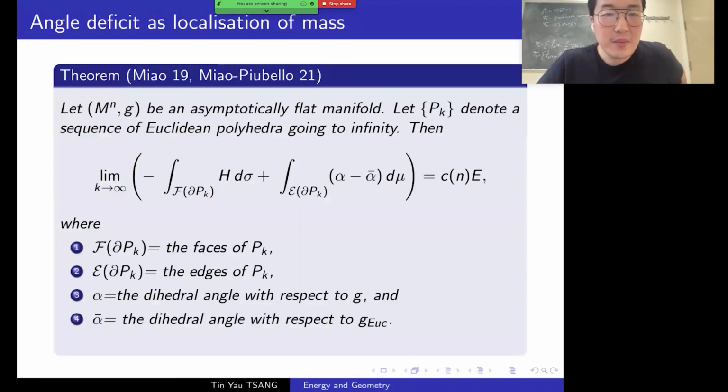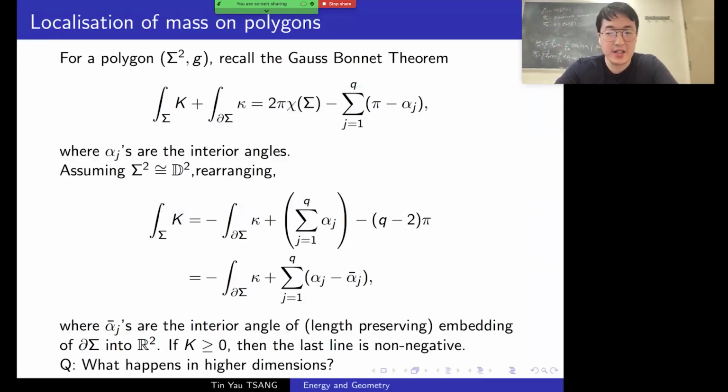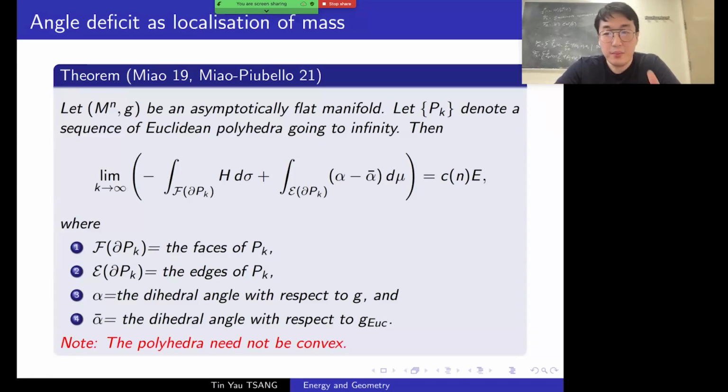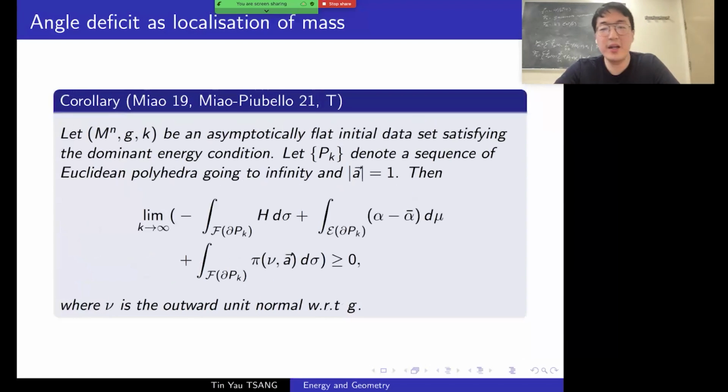So here, angle deficit as a localization of mass was first done by Miao in 3 dimensions, and then by Miao and his student Anna Piubello. Then they have this formula. So as long as it's flat, and P_k is a sequence of Euclidean polyhedra going to infinity, then they have this formula. You can see it is exactly like this one, just with kappa the geodesic curvature replaced by the mean curvature. So it's a higher dimensional generalization. And what's interesting here is that the polyhedra need to be convex.